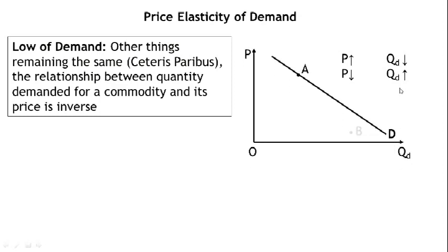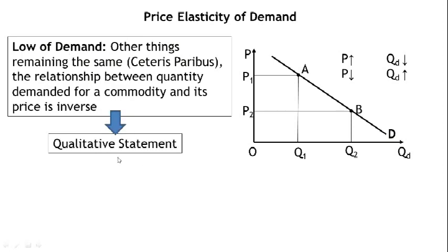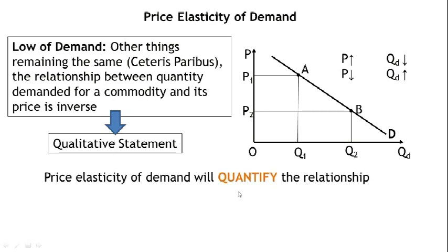If we move from point A to B, price falls from P1 to P2 and quantity demanded rises from Q1 to Q2. Similarly, if we move from B to A, price rises from P2 to P1 and quantity demanded falls from Q2 to Q1. Clearly, the relationship between price and quantity demanded is inverse or negative, which replicates the demand law. However, this law of demand is a qualitative statement of the relationship between price and quantity demanded for a product. Price elasticity of demand will quantify the relationship.